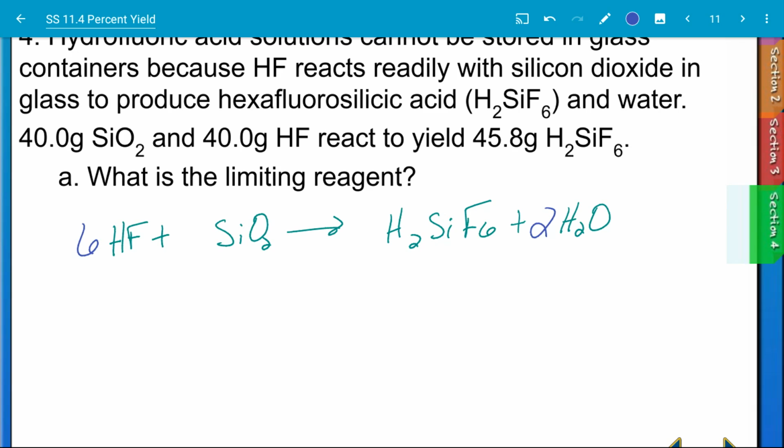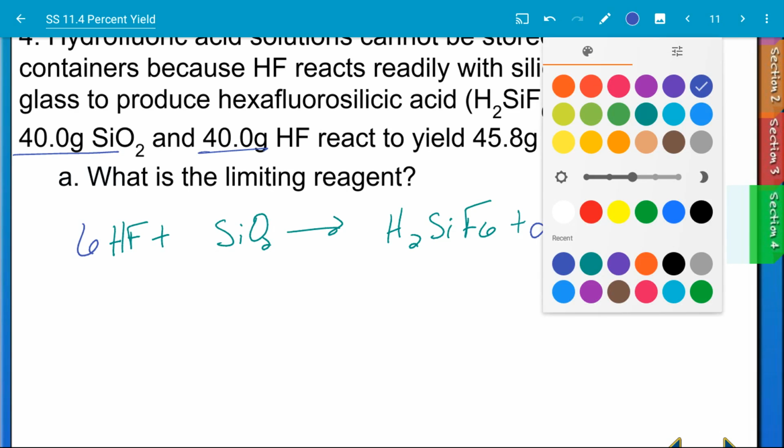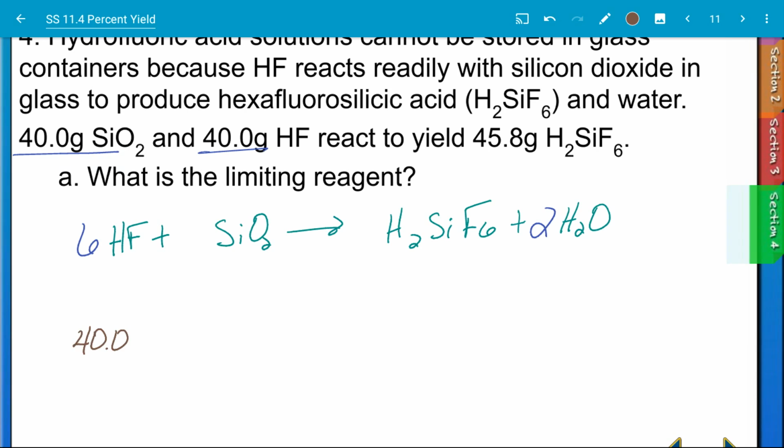Now the question is, here's my yield. When I react this many grams of silicon dioxide with 90 grams of hydrofluoric acid, I need to find my limiting reagent, because obviously this is going to go into percent yield. I have my actual yield, but I need to find my theoretical yield. To find my theoretical yield, I have to find my limiting reagent to say, in theory, how much will form. So I'm going to start off here. First of all, we'll switch to brown. Start off with 40.0 grams of silicon dioxide. And I'm going to say when I have 40 grams of silicon dioxide, how many grams of hydrofluoric acid will I react if I use all my silicon dioxide?